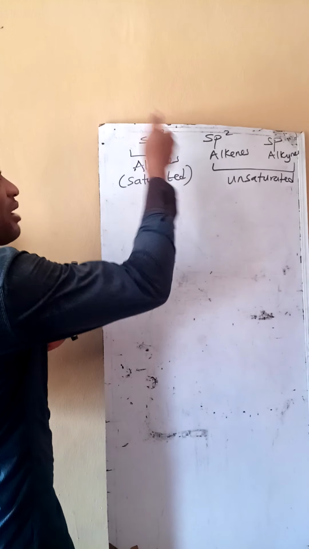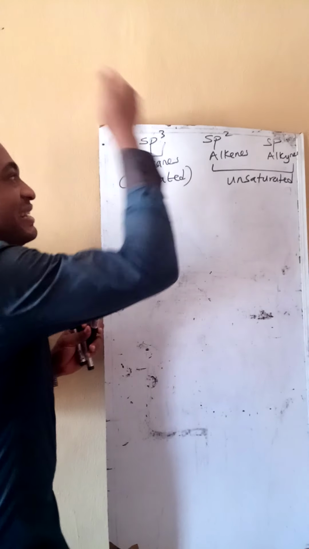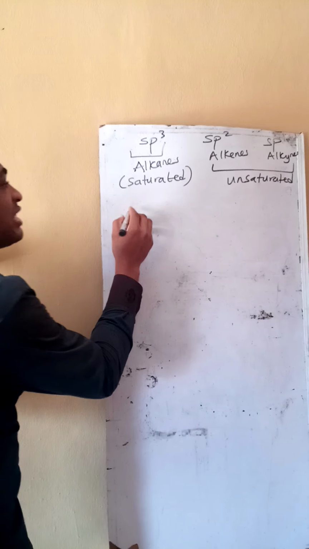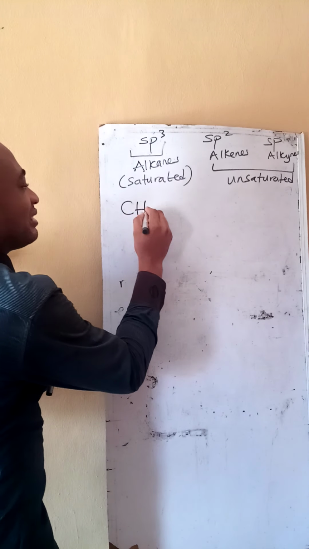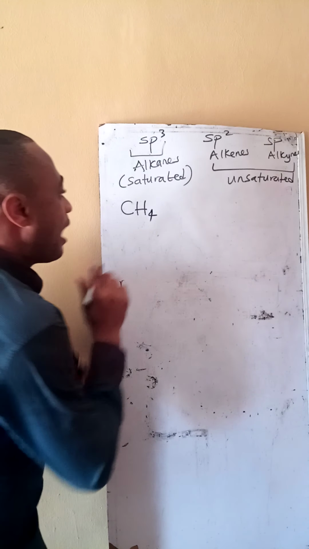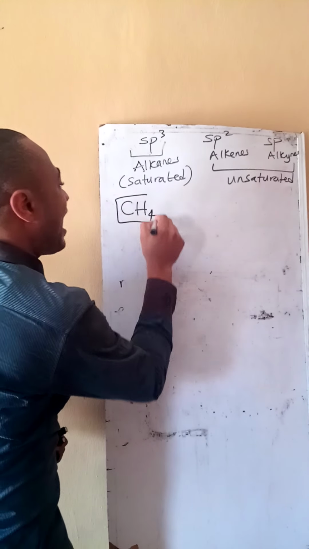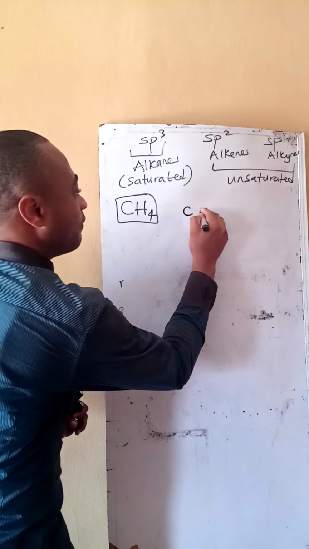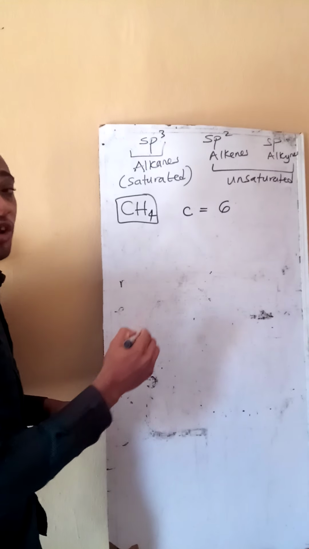Now, let me explain, which most books will not do. How did we come about the sp3 as the hybridized orbital in alkanes? Let's pick up the first alkane. That's methane. Now, methane has carbon and 4 hydrogen atoms. So let's see our carbon now. Remember, still atomic number of 6.